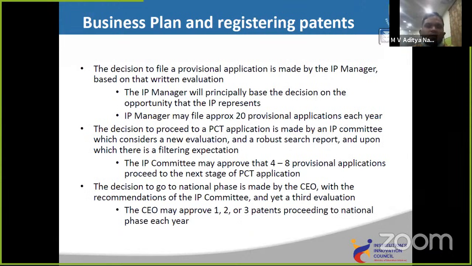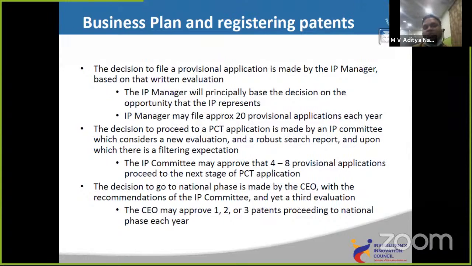Then try to make a decision accordingly. For example, in real time, your IP manager may ask you to go for filing approximately 20 provisional specifications, out of which the IP committee may decide to proceed ahead with only 4 to 8 applications to the next stage. It's only because until and unless you get a monetary benefit, there is no point in investing in the patent.